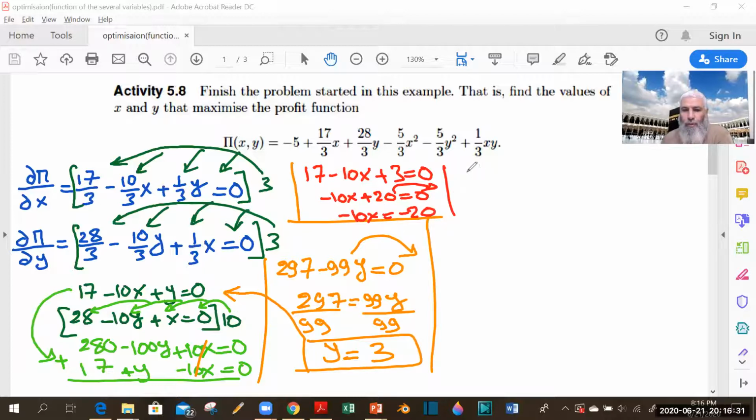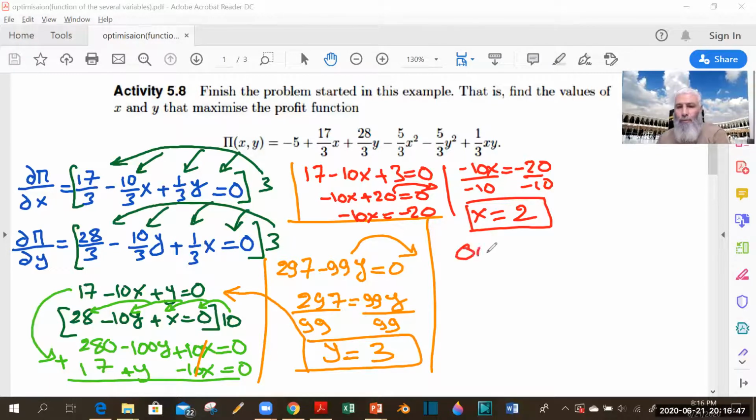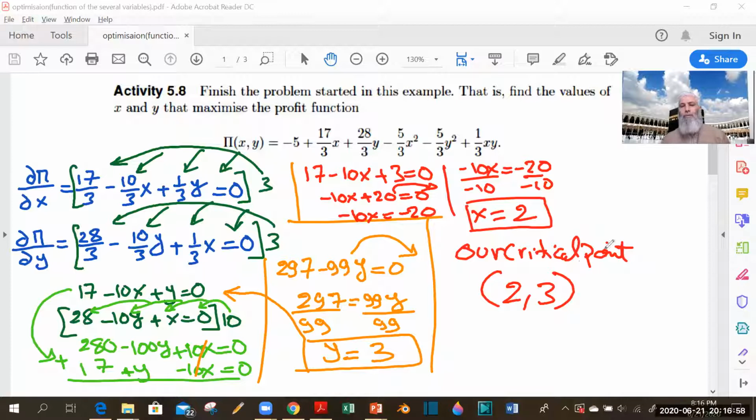Divided by negative 10, divided by negative 10. So x equals what? X equals 2. So our critical point is what? X is 2 and y equals 3. This is the critical point.